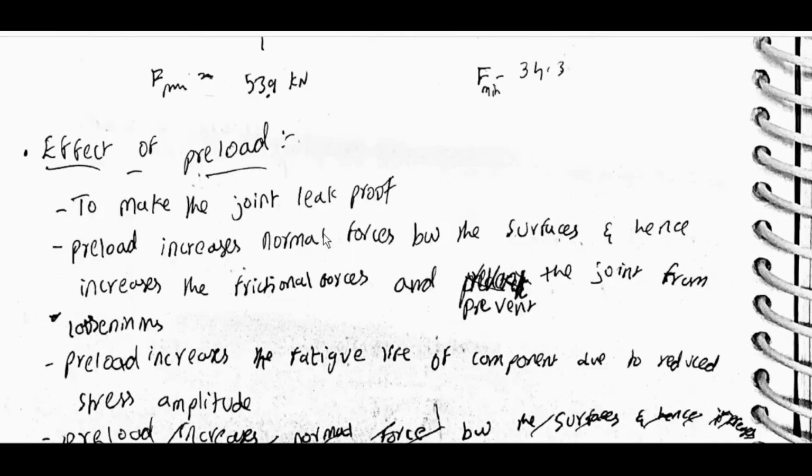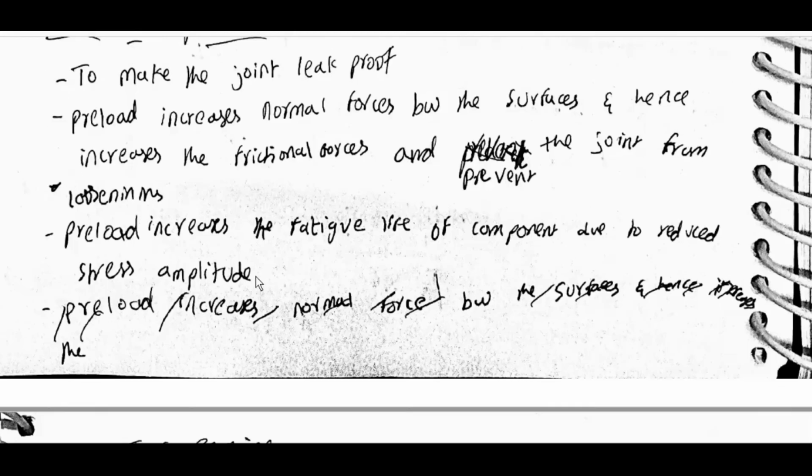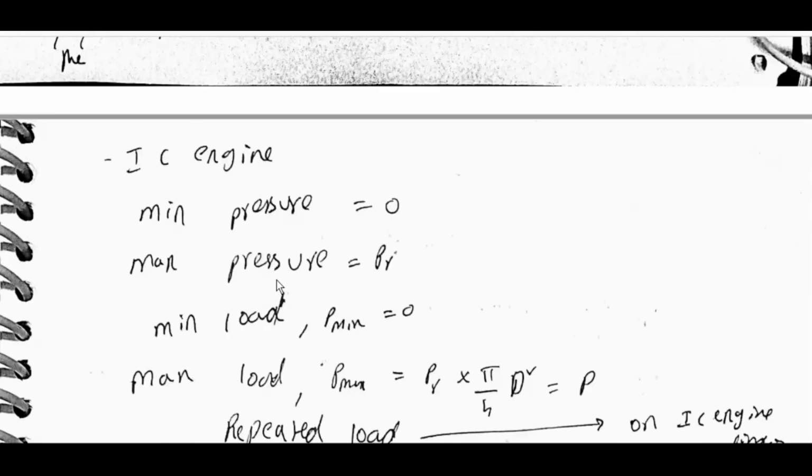Effect of preload to make the joint leak proof. Preload increases normal forces between surfaces and hence increases frictional force, and prevents the joint from loosening. Preload increases fatigue life of the component due to reduced stress amplitude.